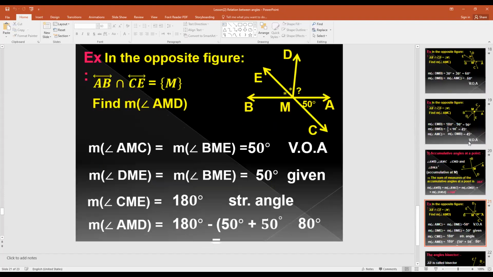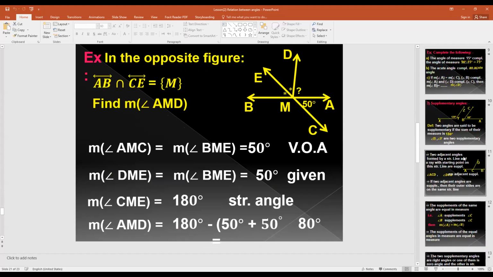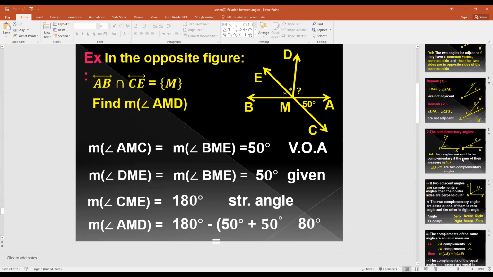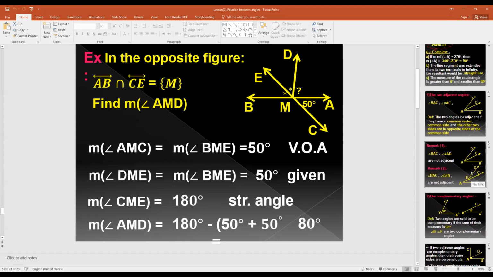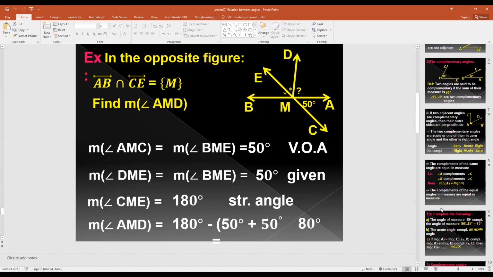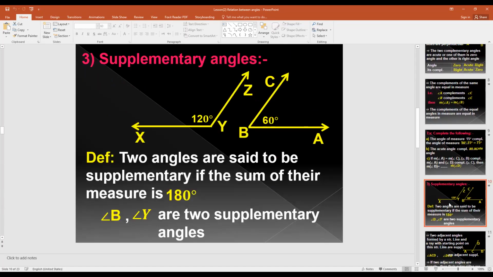So today we have studied the relations between two angles. First part is the complementary angles, and we say that the two angles are complementary angles if their sum is 90 degree, and the two supplementary angles their sum is 180 degree.